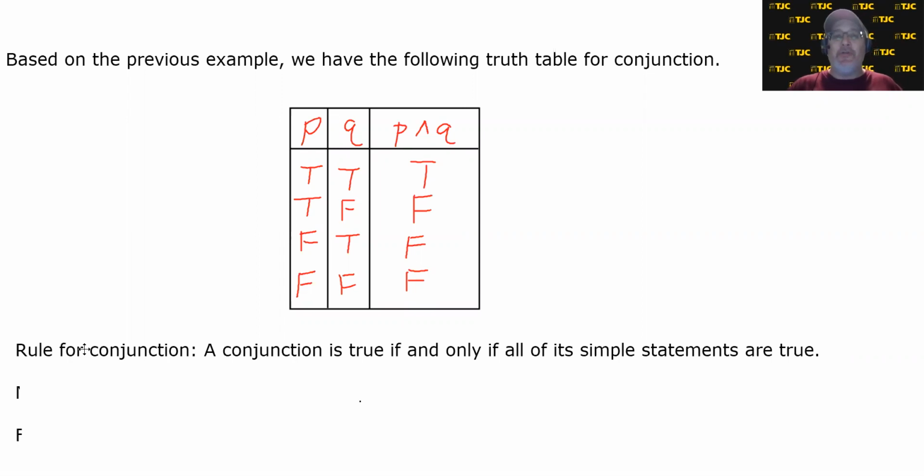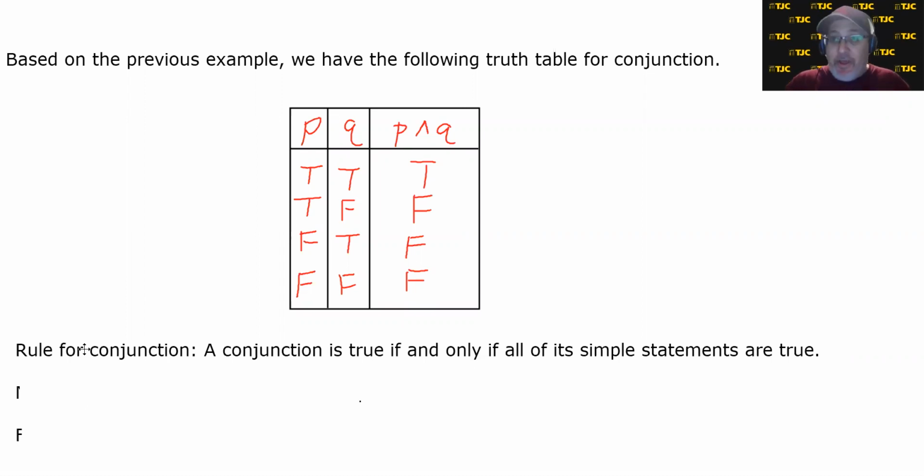Now, some of you are going to go freaking out because I used if and only if here. We're not talking about biconditionals right there. I'm just using it in the context of that sentence. But a conjunction is true if and only if all of its simple statements are true. Let me basically explain what I mean by if and only if.